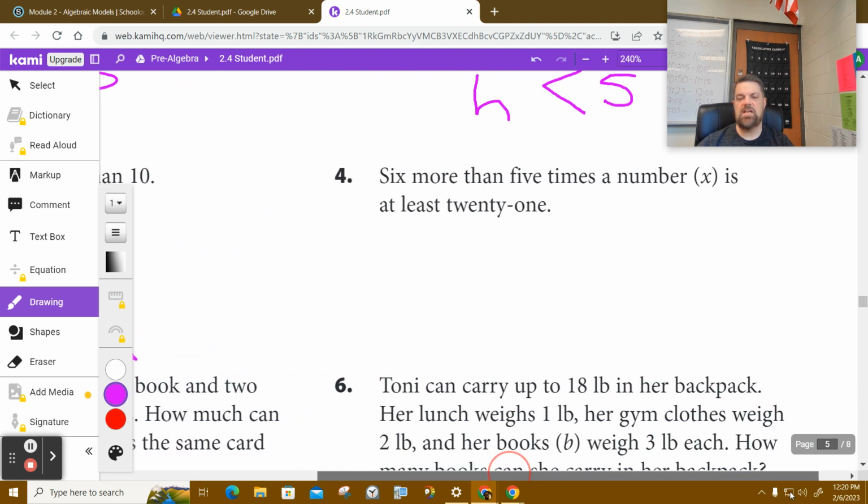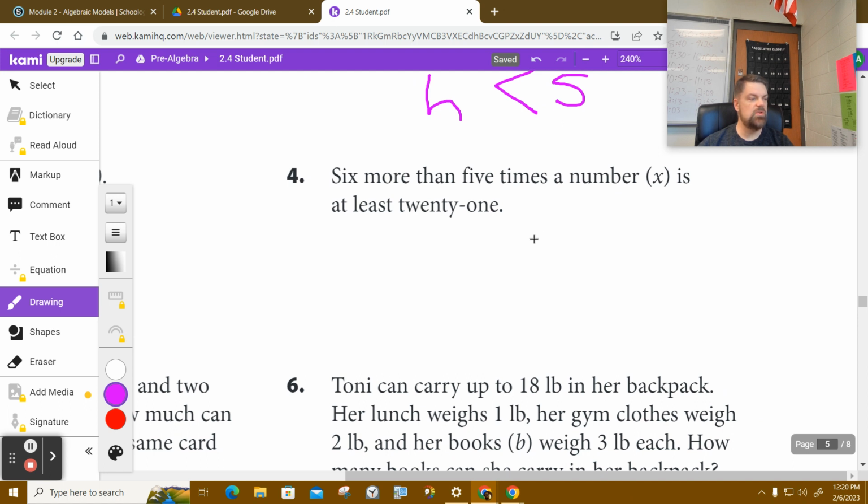All right, let's move on to the next one. I think we might get all 6 of these done real quick. So it says 6 more than 5 times a number is at least 21. So what do we start writing down? 6. What does more than mean? If I have 2 pens and you have 6 more, what am I doing mathematically? Adding. Now, what is it 6 more than? Do we know what the number is? No. So 5 times the number x.